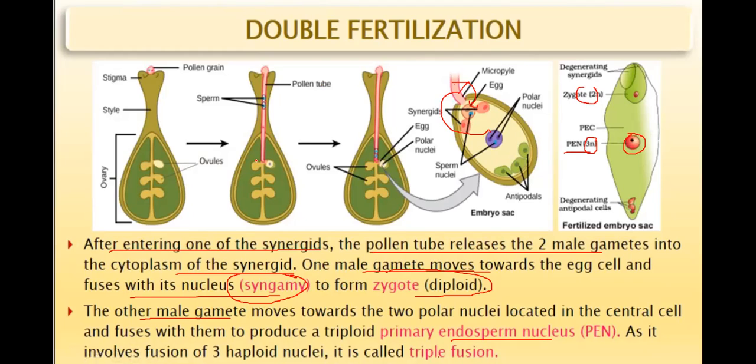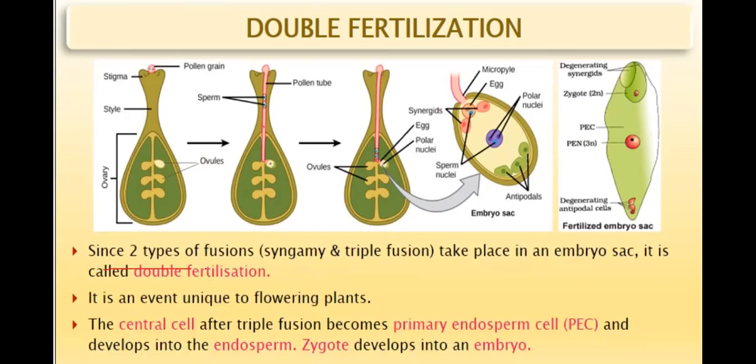Since there are two fertilizations, that's why it is called double fertilization. One is syngamy and the other is triple fusion. Since two types of fusion, syngamy and triple fusion, take place in an embryo sac, it is called double fertilization. It is an event unique to flowering plants. So double fertilization is present only in flowering plants, not in gymnosperms, not in pteridophytes, not in bryophytes and thallophytes.